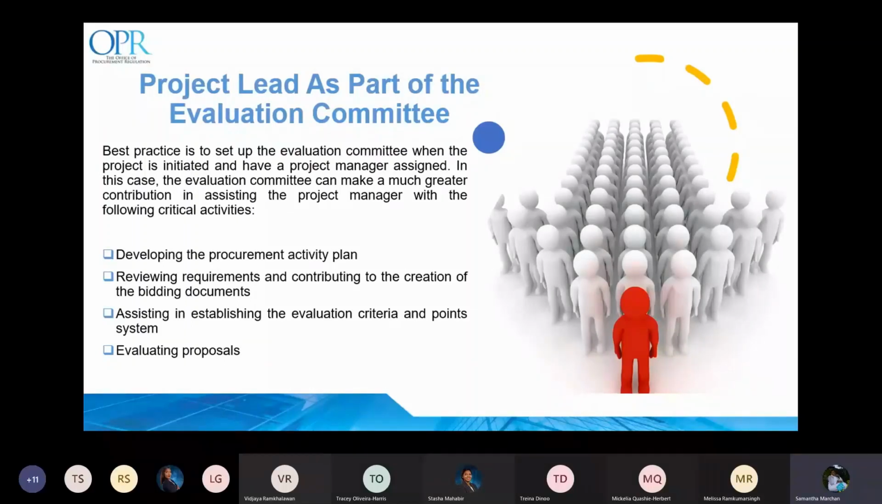It is best practice to set up the evaluation committee when the project is initiated and have a project manager assigned. In this case, the evaluation committee can make a much greater contribution in assisting the project manager with the following critical activities: developing the procurement activity plan, reviewing requirements and contributing to the creation of the bidding documents, assisting in establishing the evaluation criteria and point system, and evaluating proposals.